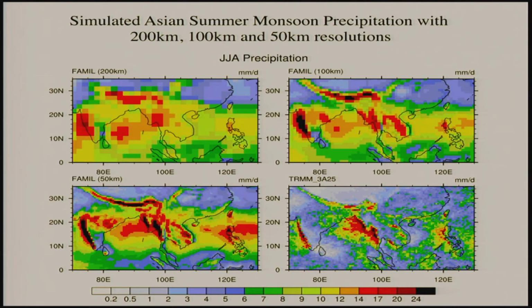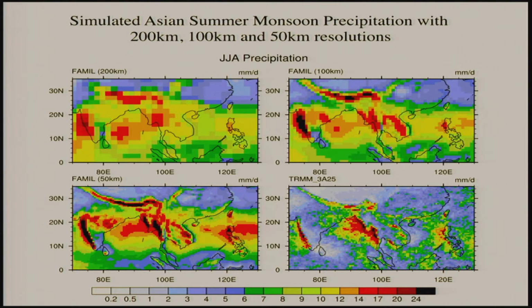Okay. Now look at the model's results from 2 degree, 1 degree, and half degree. For the quarter degree, I haven't shown it here because we're still tuning this model, so we don't want to show it, because there are a lot of updates in the model physics.